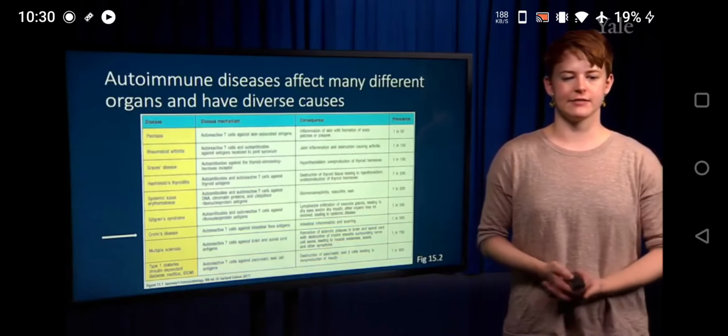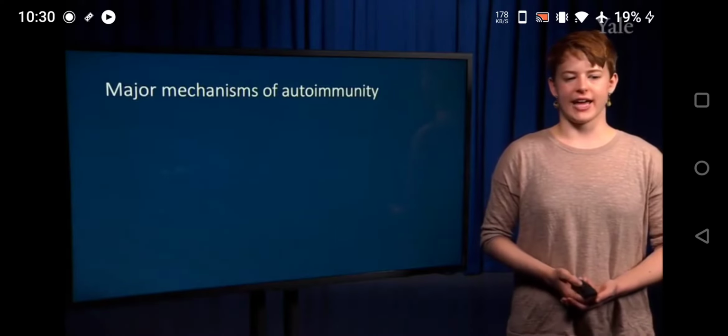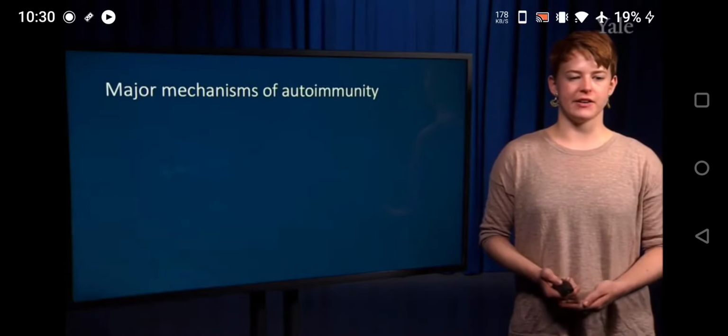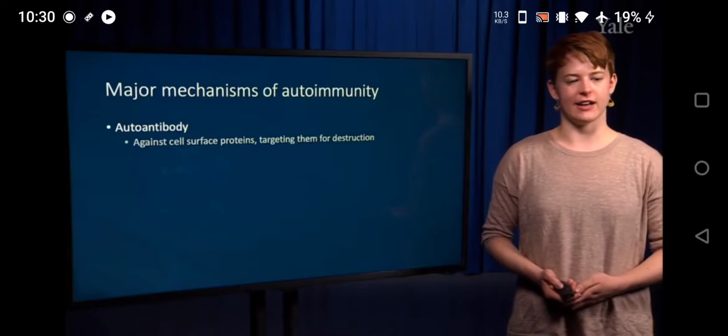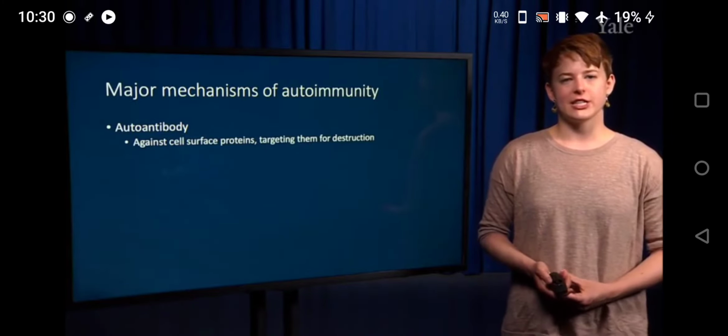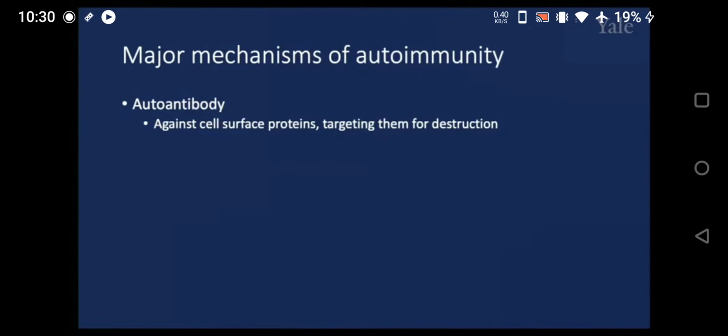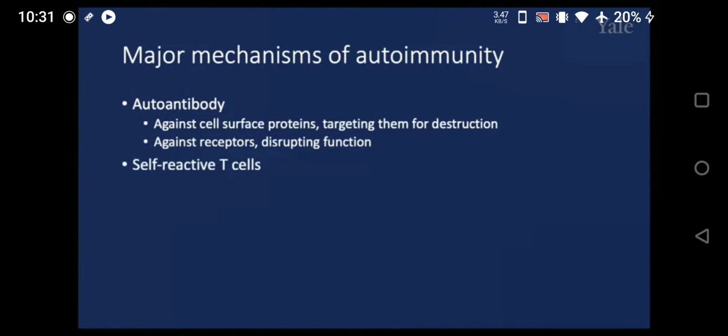Okay, so the major mechanisms of autoimmunity include autoantibody, which can be against cell surface proteins and target them for destruction, or they can also be against receptors, which disrupts the function. Another major mechanism is T cells that are self-reactive. And in addition, we'll be talking a bit about immune complex formation.